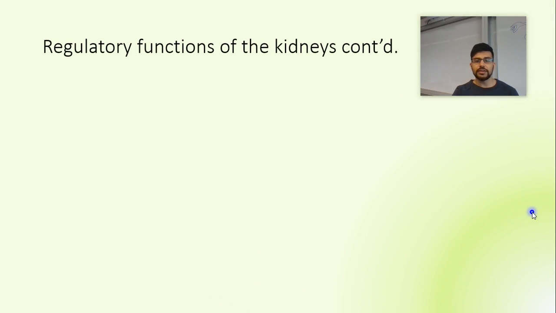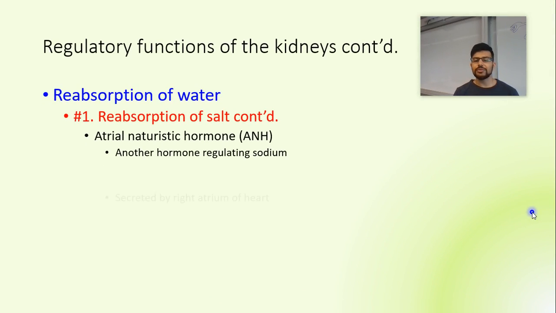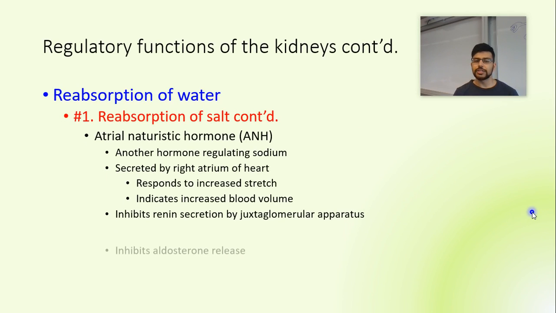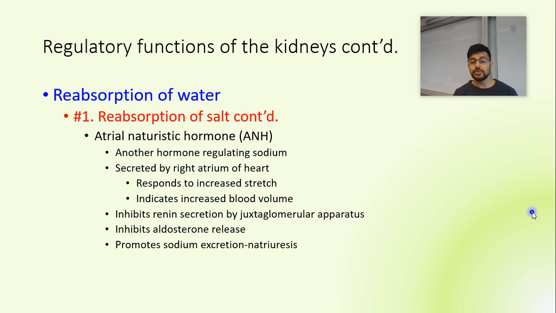Okay, so let's take a peek at how your body's going to respond to that higher blood pressure. And it's actually your heart that has to deal with it. It makes sense. If your blood pressure goes up, your heart's going to freak out and be like, hey, why are you making me do all this work? And so it's going to release a separate hormone called ANH, which is the atrial natriuretic hormone. This is also going to work with sodium. It's released from the right atrium of your heart, and it responds to the increased stretch. This means that your blood volume has increased.